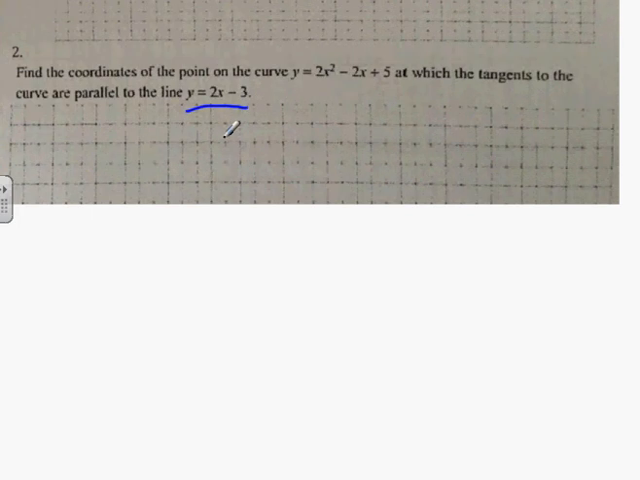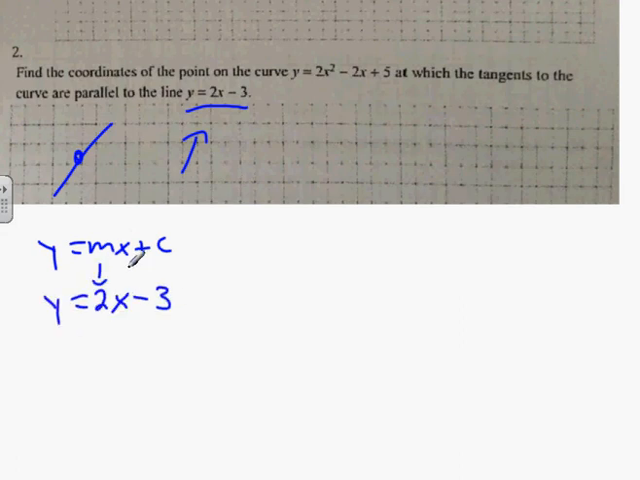Lads, when it's parallel to a line, it means it has the same slope as this line here. The slope of this line is y equals mx plus c. If you compare directly down, what's the m value? This means your slope is 2. In differentiation, what is the slope? First derivative. Differentiate once, and when you differentiate once, what happens?